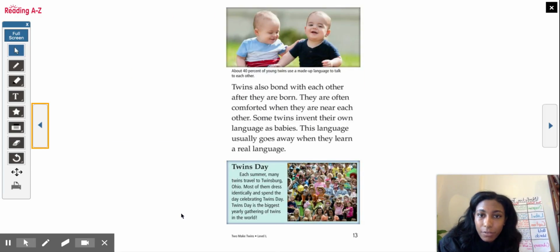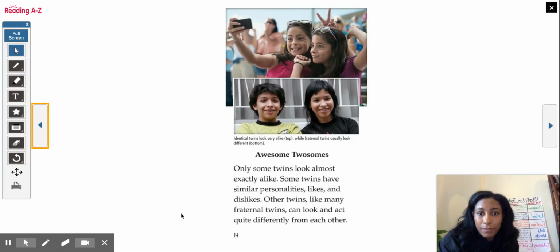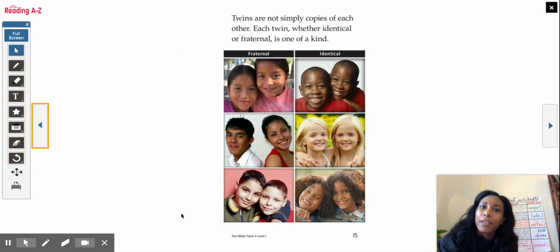Twins also bond with each other. After they are born, they are often comforted when they are near each other. Some twins invent their own language as babies. This language usually goes away when they learn a real language. Awesome twosomes. Only some twins look almost exactly alike. Some twins have similar personalities, likes, and dislikes. Other twins, like many fraternal twins, can look and act quite different from each other. Twins are not simply copies of each other. Each twin, whether identical or fraternal, is one of a kind.